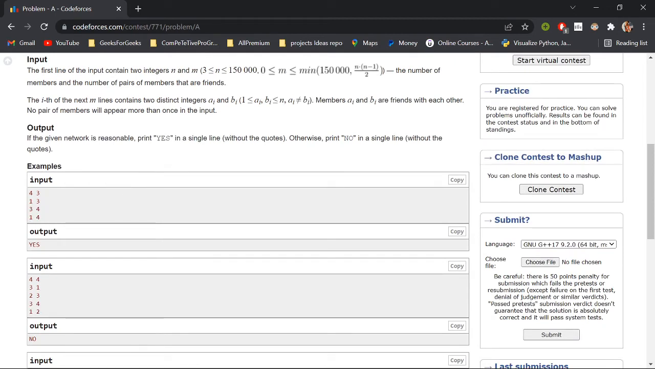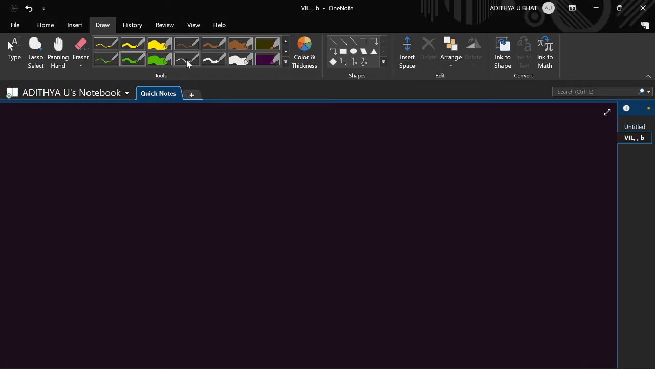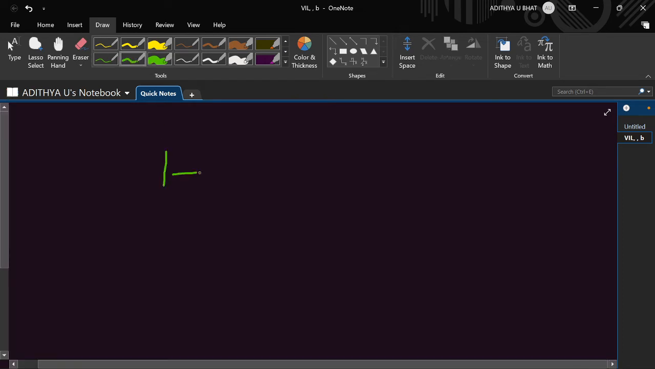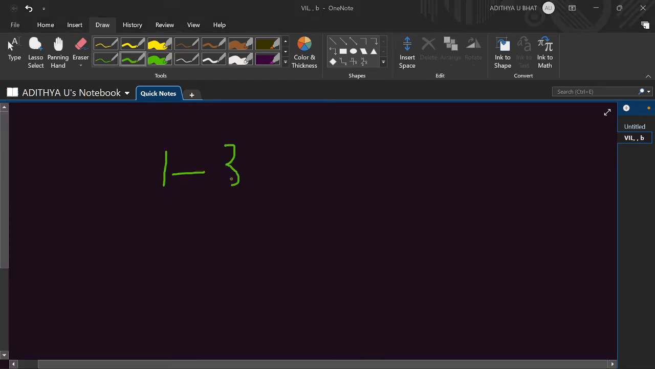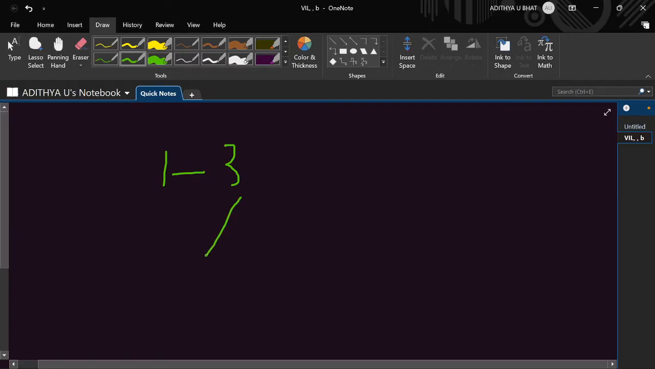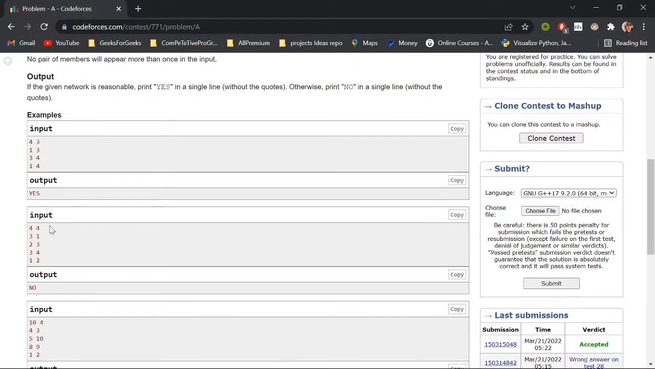There are four friends, 1 2 3 4, and there are three connections given between them. That is, 1 is connected to 3, 3 is a friend of 4, therefore 1 is a friend of 4. So this network is reasonable. Let me draw this in my OneNote and make it still clearer. Here 1 is connected to 3, and 3 is connected to 4, and 1 is connected to 4. So this network is reasonable because x is connected to y, y is connected to z, therefore x is also connected to z.